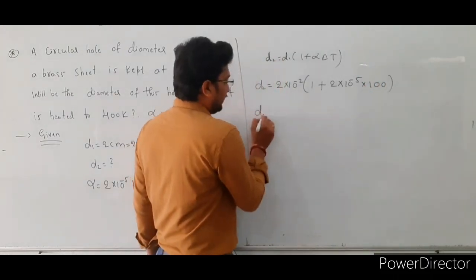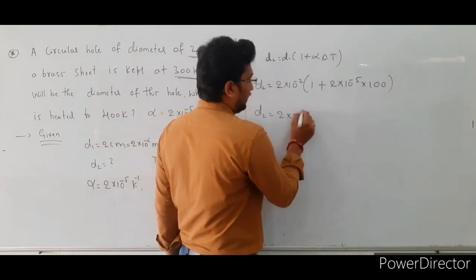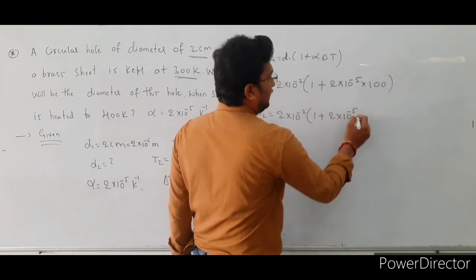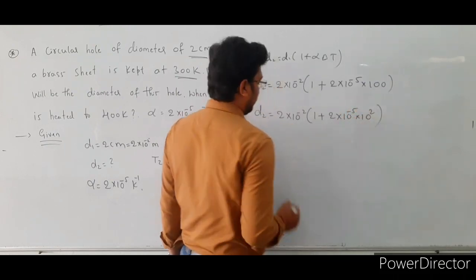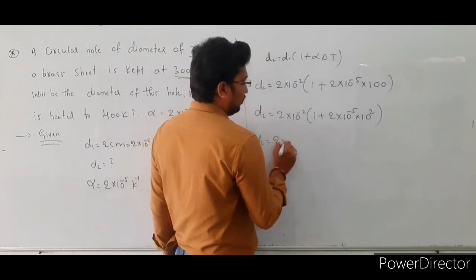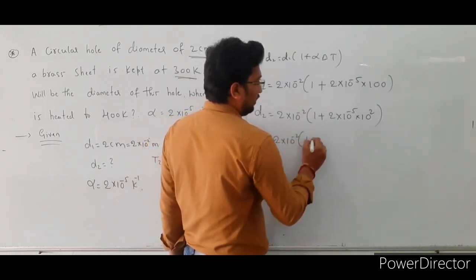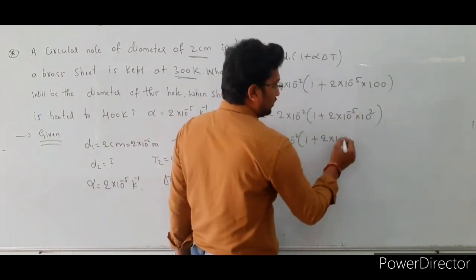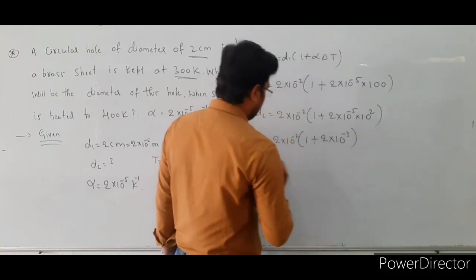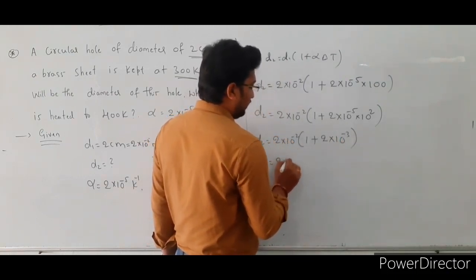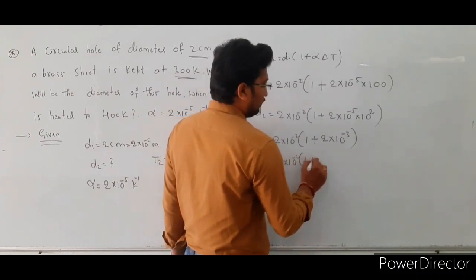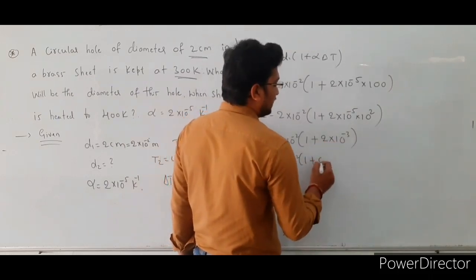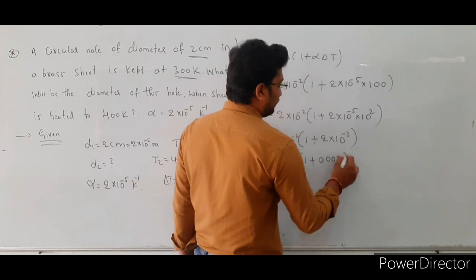So then D2 is equal to 2 into 10 to the power of minus 2, 1 plus 2 into 10 to the power of minus 5, and 100 can be written as 10 to the power of 2. So then D2 is equal to 2 into 10 to the power of minus 2 bracket 1 plus 2 into 10 to the power of, this is minus 5 and this is 2. So this becomes minus 3, right. So then D2 is equal to 2 into 10 to the power of minus 2, 1 plus 2 divided by 1000, or 2 into 10 to the power of minus 3, that is 0.002.